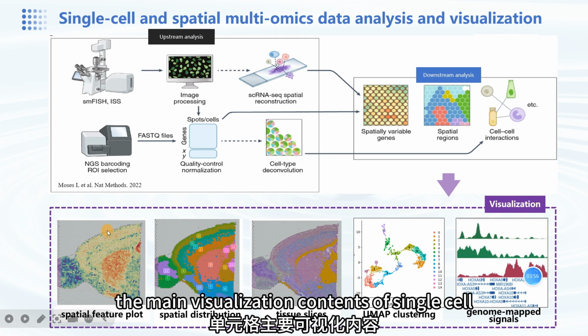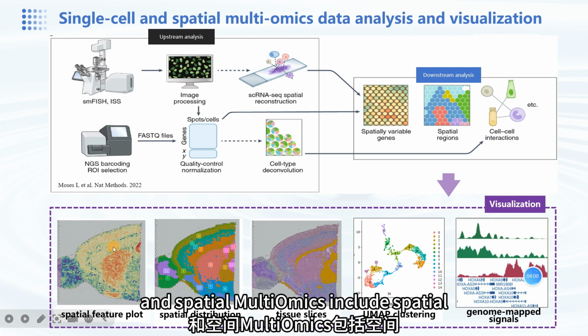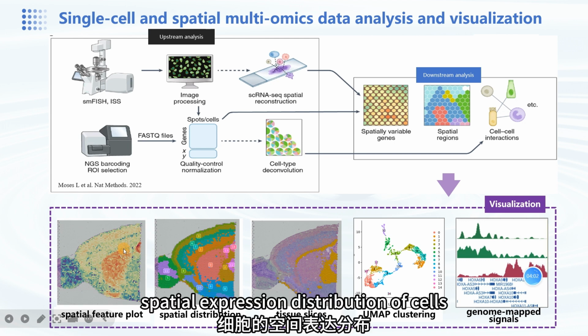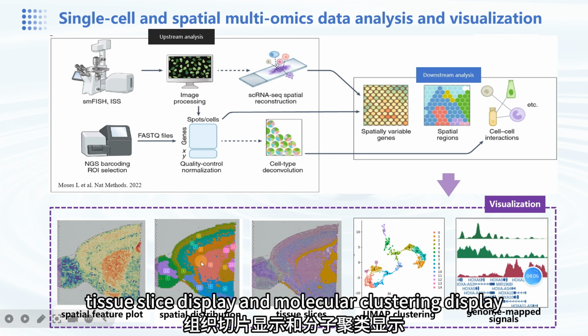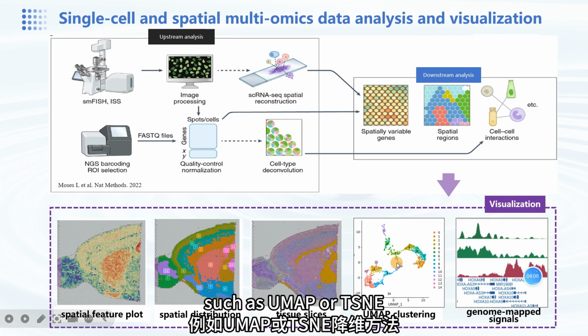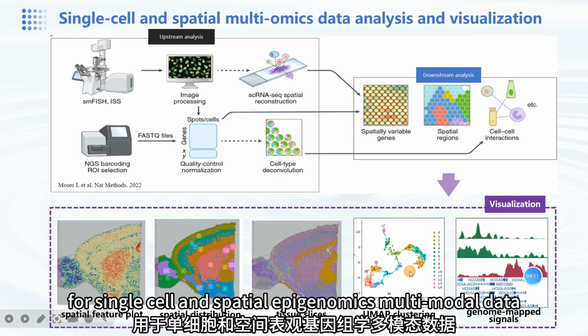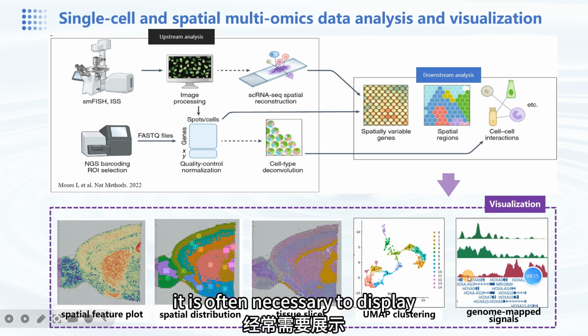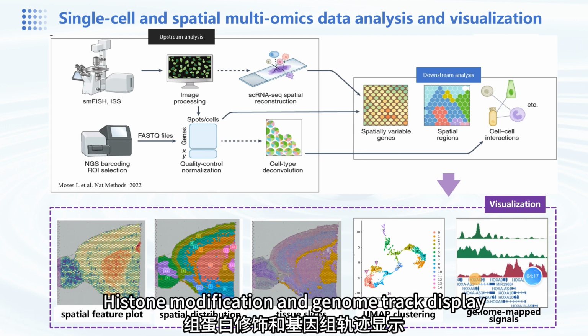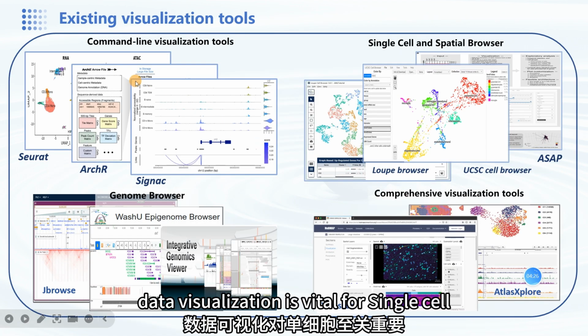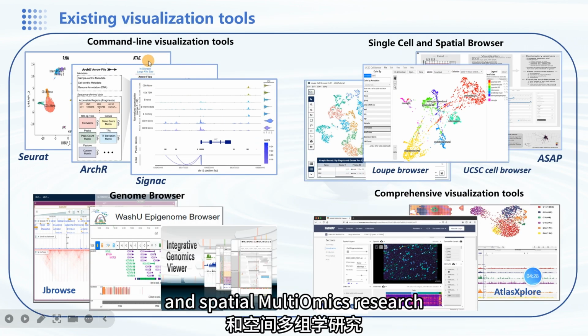Currently, the main visualization contents of single-cell and spatial multi-omics include spatial gene expression distribution, spatial expression distribution of cells, tissue slice display, and molecular clustering display, such as UMAP and t-SNE. For single-cell and spatial epigenomics multimodal data, it is often necessary to display chromatin accessibility, histone modification, and genome track display. Data visualization is vital for single-cell and spatial multi-omics research.